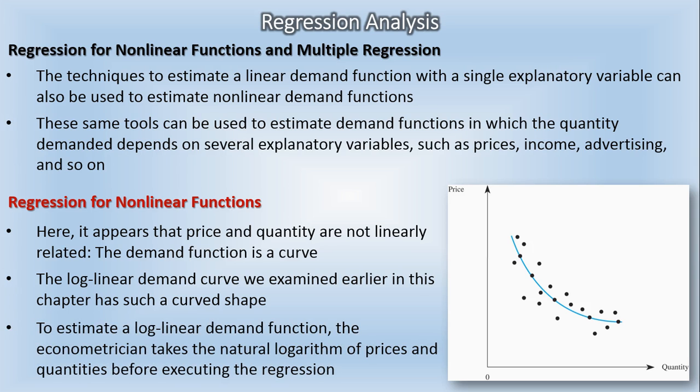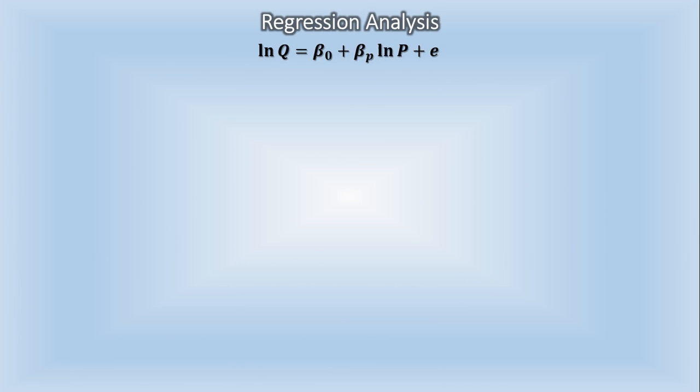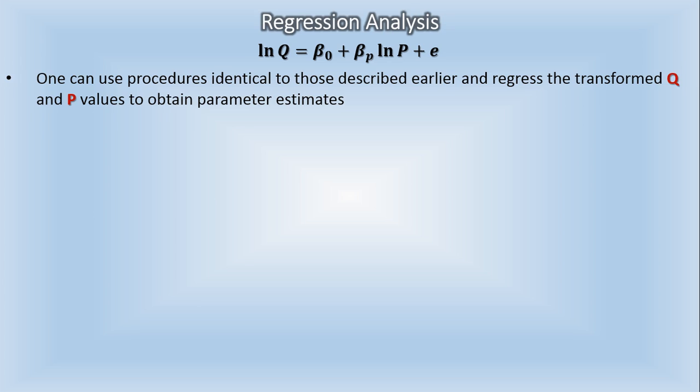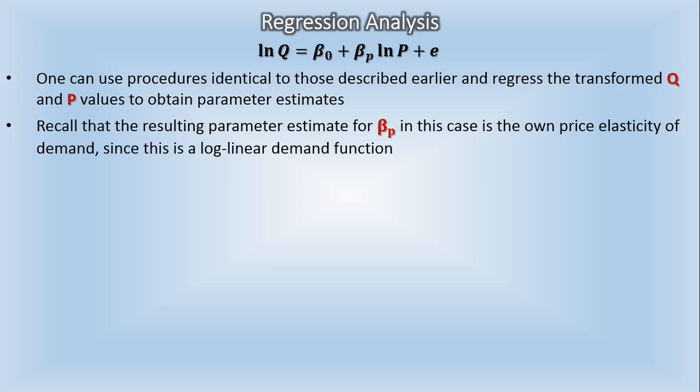So to estimate a log linear demand function, the econometrician takes the natural log of prices and quantities before executing the regression. So then you'll get, again, the log of our quantity demanded equals some constant plus the coefficient that you've estimated, times the log of P. So this is the actual relationship that exists with the error, and then you can use procedures identical to those described earlier and regress the ln of Q, the transformed quantity, on ln P to obtain parameter estimates.